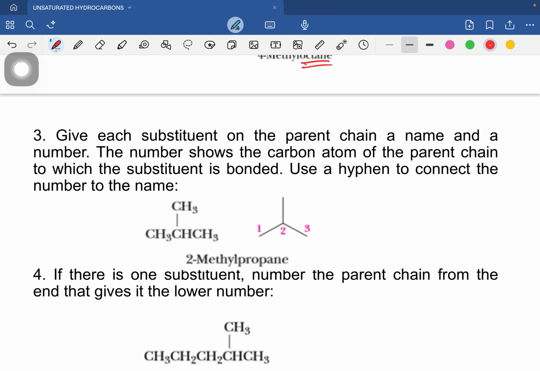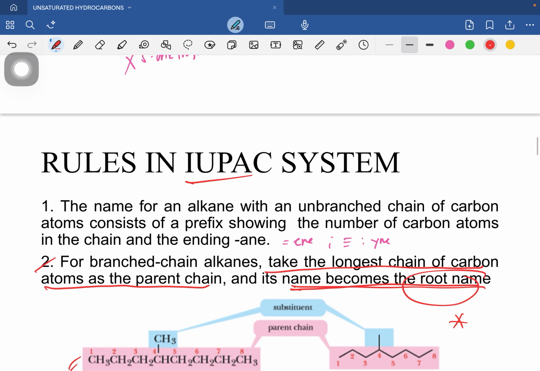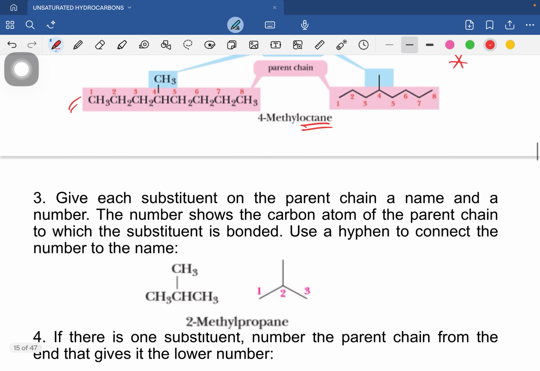So we move on to our rule number 3 po. By the way guys, do you know the definition of your IUPAC? This is actually the International Union of Pure and Applied Chemistry. That's IUPAC for you. Okay, so rule number 3.